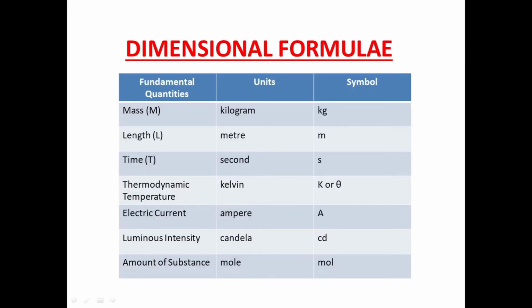So to derive dimensional formula for quantities like force, you need to know about some fundamental quantities, or you can say basic quantities. There are 7 basic quantities which are mass, length, time, temperature, electric current, luminous intensity and amount of substance. Dimensional formulas mostly use MLT, which is mass, length and time. So let's see how to derive these formulas.